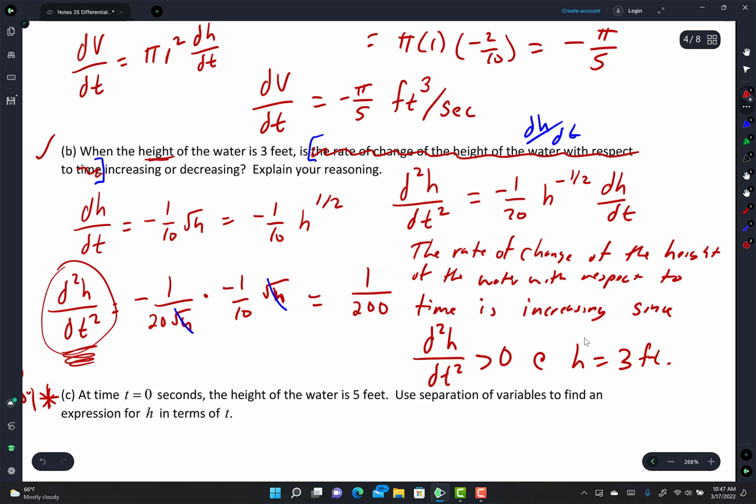You just put that in a bracket, and then pretend you delete it. All that means dHdt, and then you read it. When the height of the water is 3 feet, is dHdt increasing or decreasing? Oh, okay. I need to figure out the derivative of that one. Cool? Any other questions, guys? Ask.